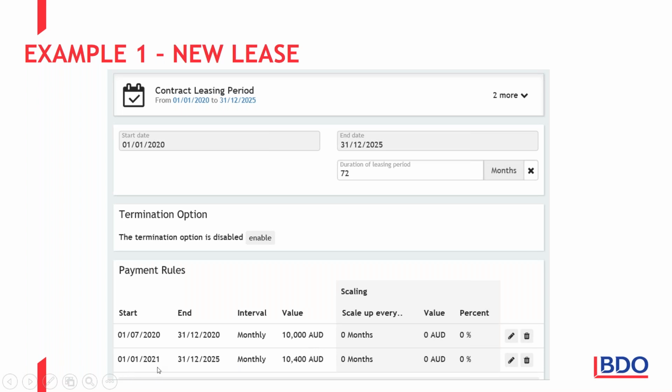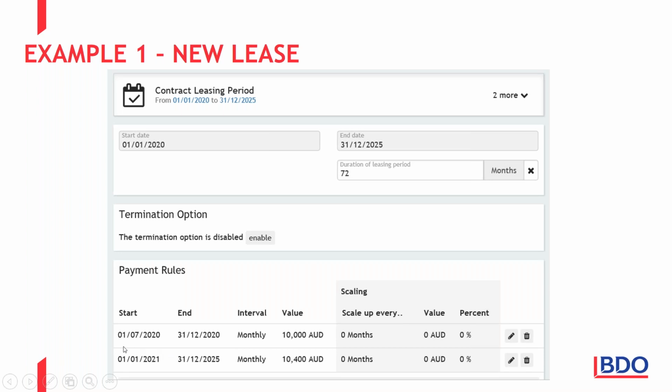And then from the 1st of January 2021 till the end of December 2025, we're going to pay $10,400 per month, because we know on the 1st of January 2021, our payments have a fixed increase of 4%, so we have to put that in on day one. We ignore future CPI adjustments because we don't know what that's going to be.